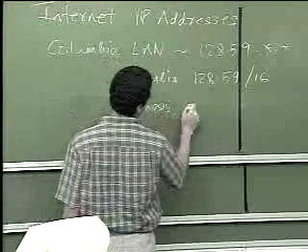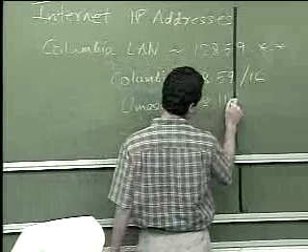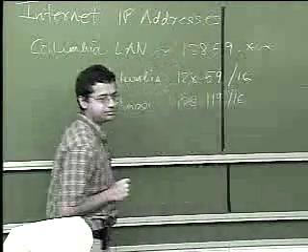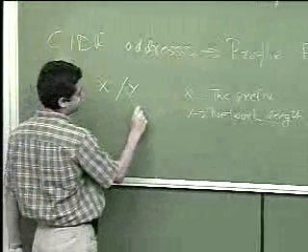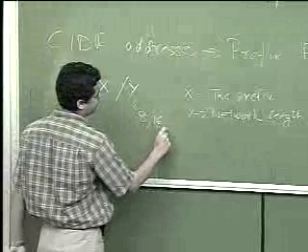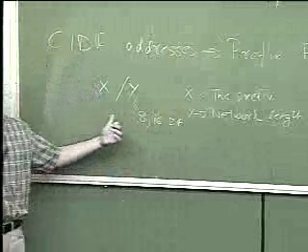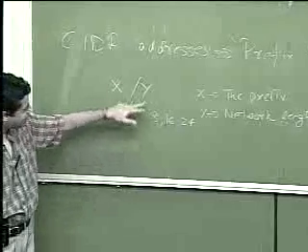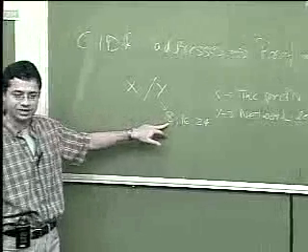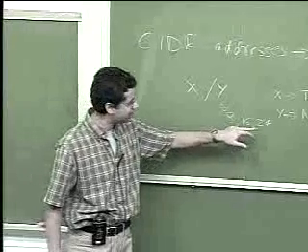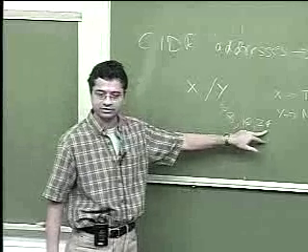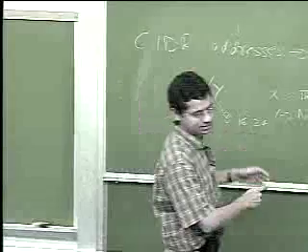UMass Amherst, for instance, is 128.119/16. Now in the old system, your Y was only allowed to be 8, 16 or 24. In the old system, if your network was class A, then Y would be 8. If your network was class B, your Y would be 16. If your network was class C, your Y would be 24. What CIDR did was it removed this restriction. So now Y can be anything.